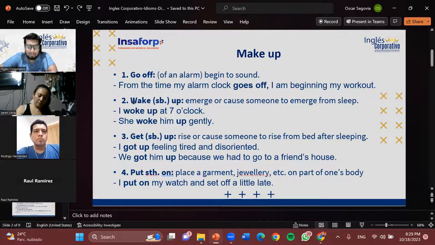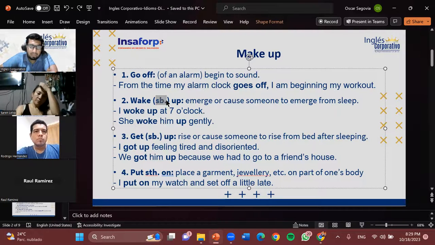Now we have the second one, wake up, where we're going to see when you can also mention someone or something in the middle, in between the two words. There are some phrasal verbs that can be divided. However, there are some that cannot. For example, go off. Those two words have to be right next to one another for them to mean what they are expected to mean as a phrasal verb.